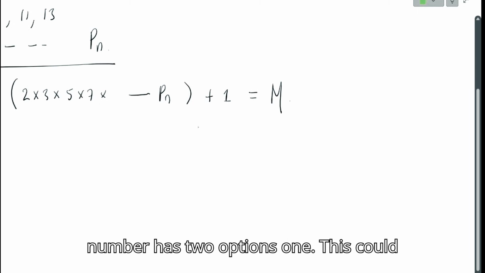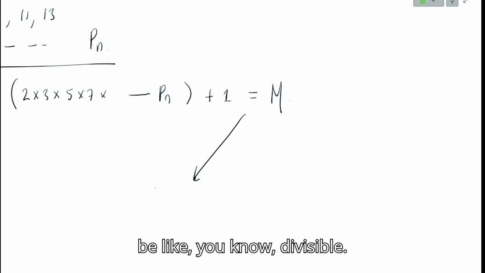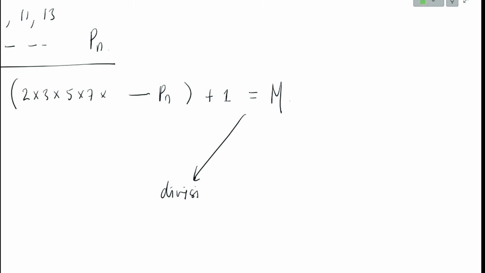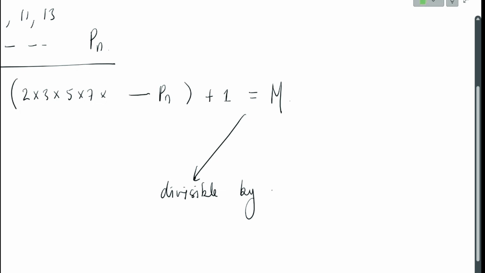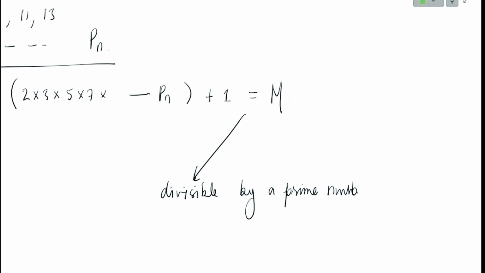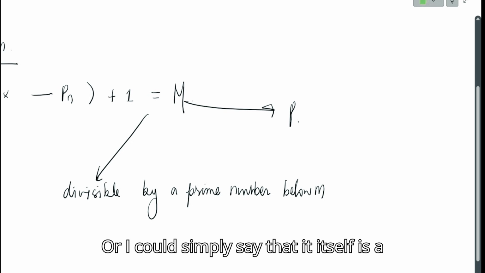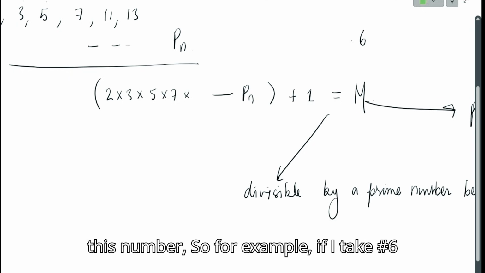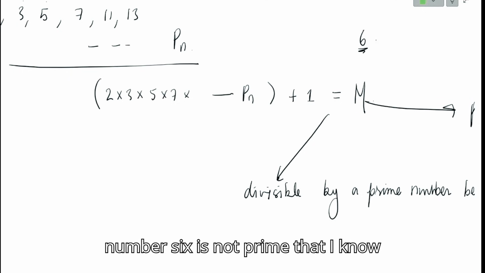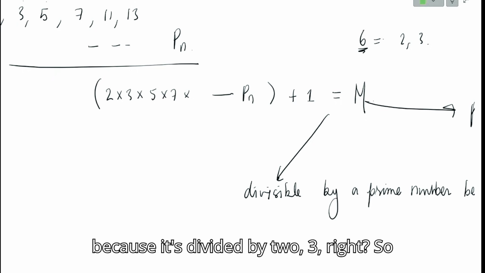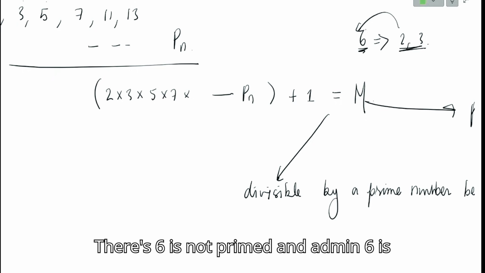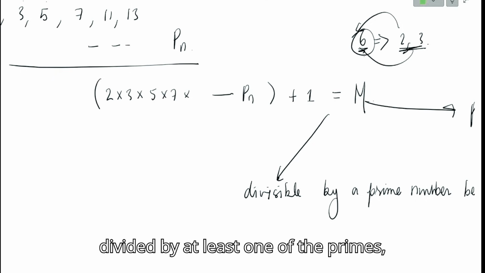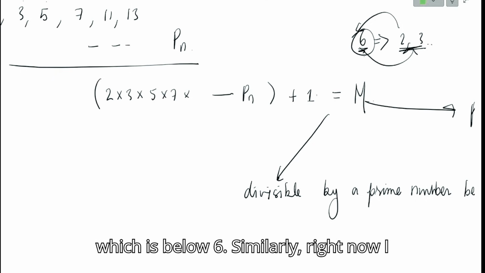So this number has two options. One, this could be divisible, or I could simply say that it itself is a prime, right? So for example, if I take number 6, it is not prime. That I know because it's divided by 2, 3, right? So 2, 3 are prime numbers below 6. So if 6 is not prime, then that means 6 is divided by at least one of the primes which is below 6. So similarly, right now I have M number.